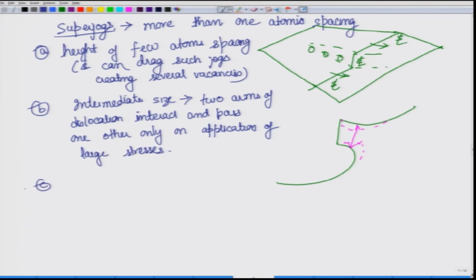So, this is the second size. Now, you have the even larger size, very large jogs. And what will be the characteristics of this? Based on this, you can realize this one will be obviously very large, but what will be more important is that this arm which is over here will be independent of the other arm.